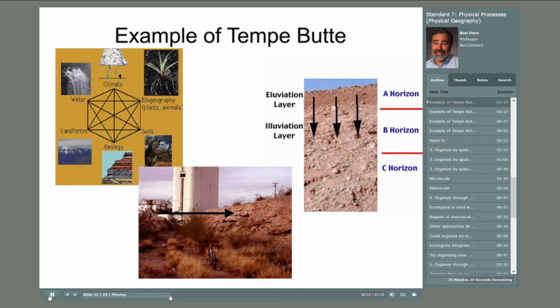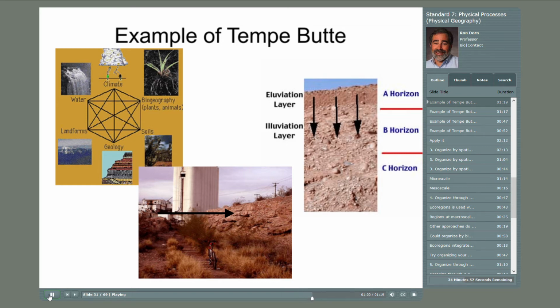In the diagram in the upper right, you can see the way soils work. Dust, in this case, filters down and settles on Tempe Butte in the A horizon, and what little rainfall there is leaches or dissolves the calcium carbonate in the dust. That's called eluviation. And then the calcium carbonate moves deeper into the soil, into what's called the B horizon, and reprecipitates and eventually makes that concrete appearance, which is called calcrete. And the calcrete on the south side of Tempe Butte means that the soil is very, very stable.